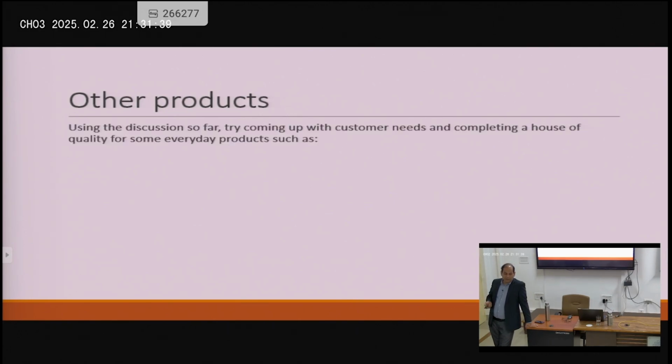Again, I would suggest that you do this. Come up with a house of quality for some everyday products, like an office stapler. These things take a long time. Once you start doing it, you say, oh man, this is some of the simplest things that you do every day, some of the most optimized things that you will find in real life.